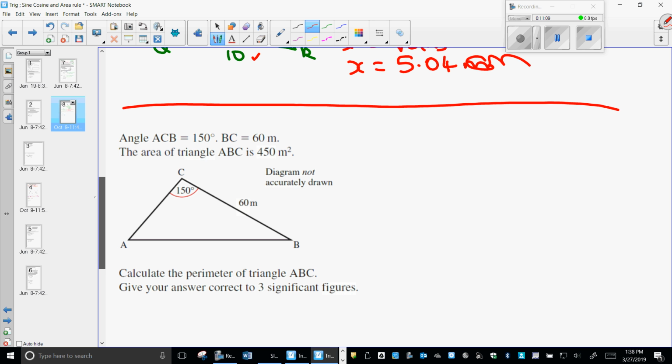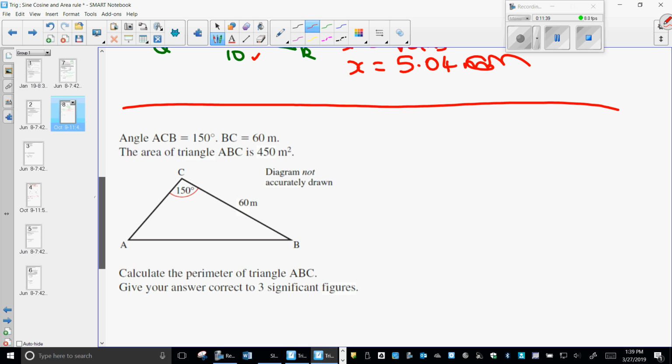Alright, this one here is in metres. And they've drawn you a little sketch, so if they hadn't, you would need to be able to do this. Okay, so when they've got an A, B, C, draw any old triangle, label them A, B, and C. The ACB angle you label as 150. So they've labelled that. And BC is 60, so we've got our diagram. They told us the area is 450 metres squared. So we need to calculate the perimeter of the triangle.